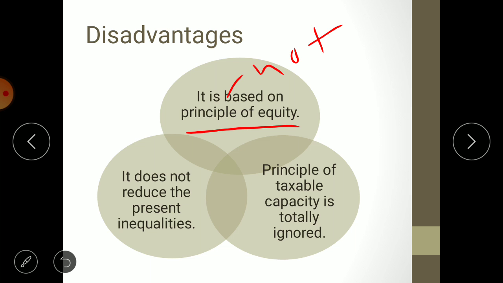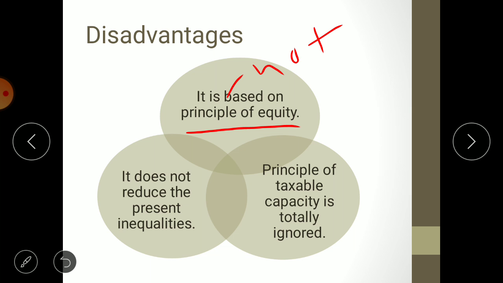They do not get any relief from the tax payment because there is a compulsory tax payment for everyone. It shows that the lower section will be making more sacrifice than the upper section. Yes, definitely. The rich are paying tax and the poor are paying tax. But if we look from the money point of view, then the poor are paying more and the rich are paying less. So from that angle we can say that this is not based on the principle of equity. Now let us see the second disadvantage.